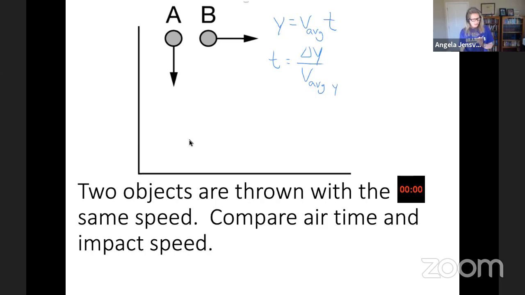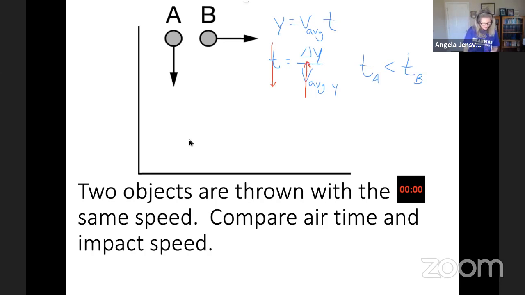So what did I just do? All right, so delta y, they both have the same vertical displacement, but their average velocities are different. Which one of these is going to have a higher average velocity in the y direction? A will. So that means the time for A is smaller than the time for B. Basically, you look at this equation, you say, if the average velocity for A is up, the time for A is smaller. Okay?